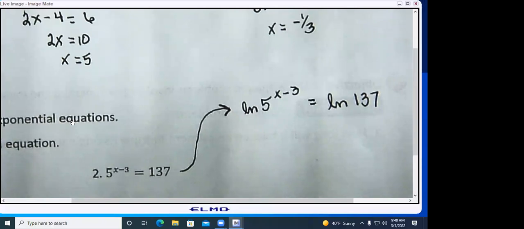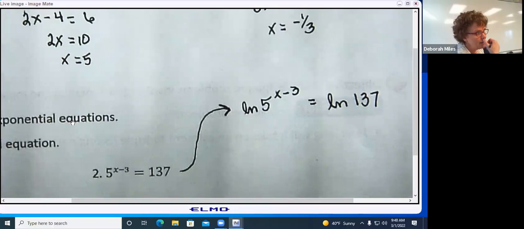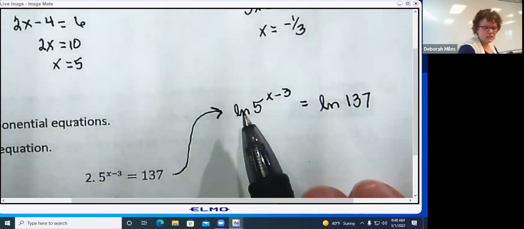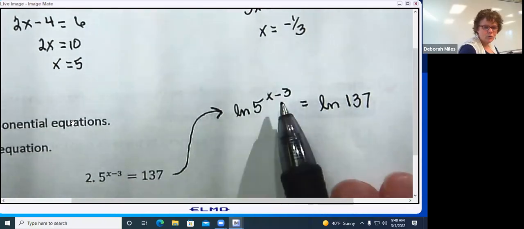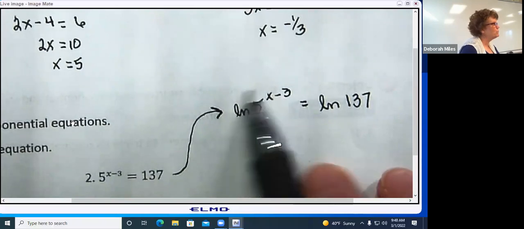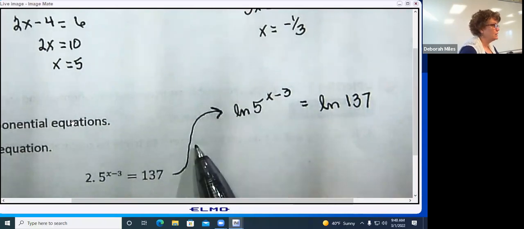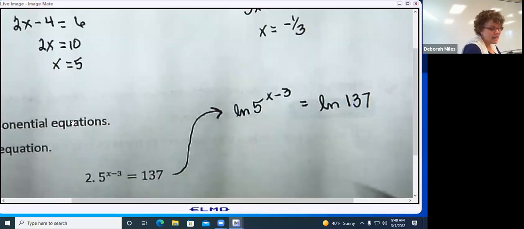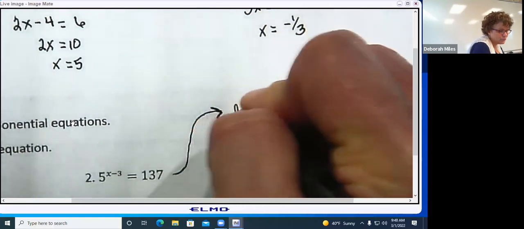Change of base. I could, but I don't have to, because I have that property of logarithms that says log of something to a power, I can bring the power out front. My goal was to unexponentiate that x minus 3, and I have a property that says I can just bring it out front.